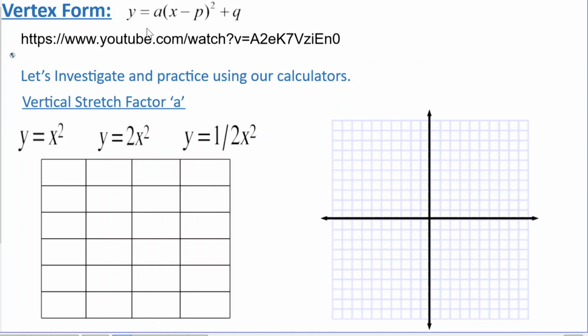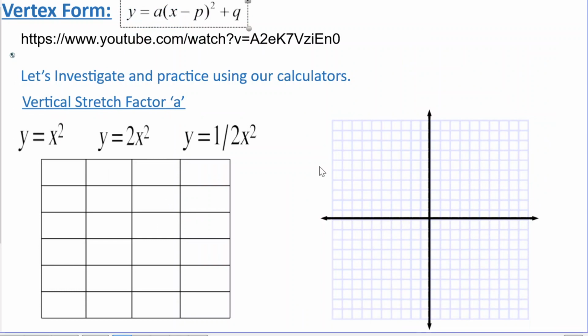Vertex form, as we can see up at the top here, we have a perfect square. So we have x minus p and then that whole binomial squared. That means there's still an x squared value. It's still a degree 2 polynomial. We just have a bit of some factors inside and then some leftovers outside.